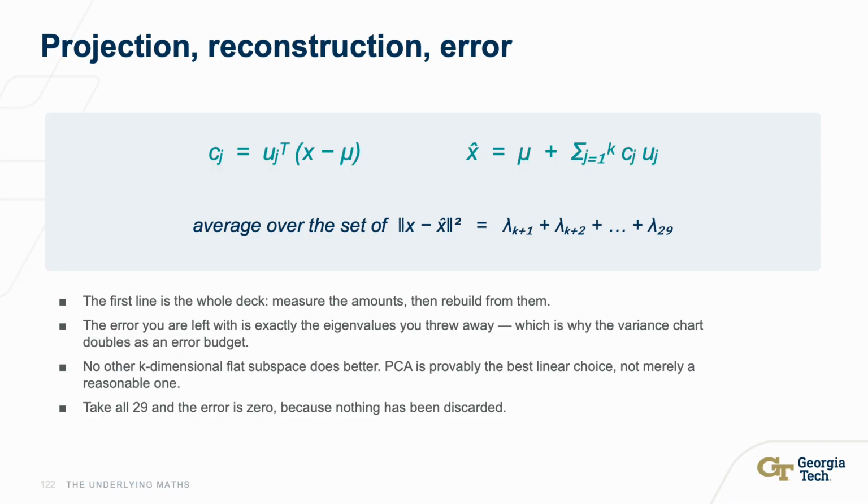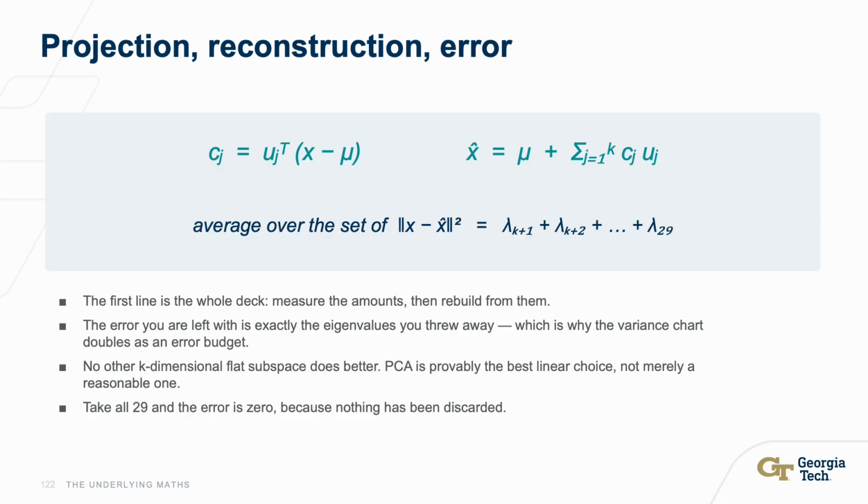Line 3 is the interesting one. The average squared error you are left with after keeping k components equals lambda_(k+1) plus lambda_(k+2) and so on to the end. The error is exactly the eigenvalues you threw away, which is why the variance chart doubles as an error budget. You can decide how many components to keep before you rebuild anything. And one guarantee to finish on: no other flat k-dimensional subspace does better than this one. PCA is provably the best linear choice, not merely a reasonable one. Take all 29 and the error is 0 because nothing else has been discarded.